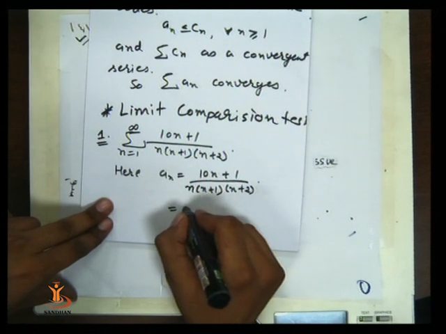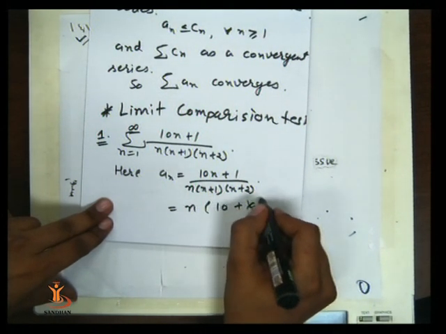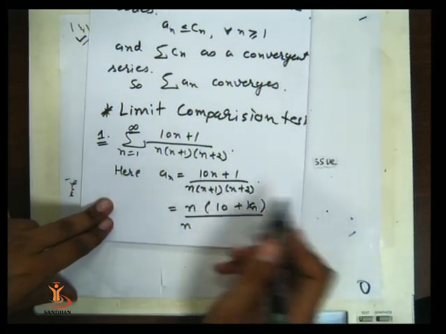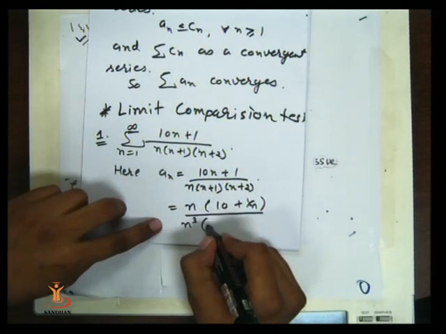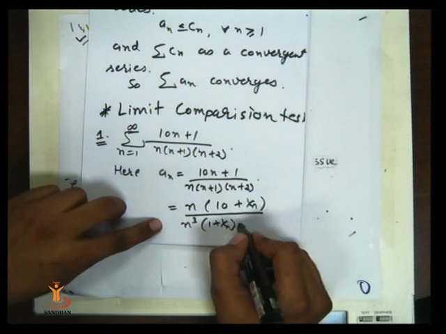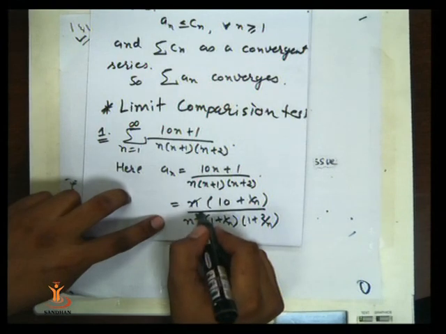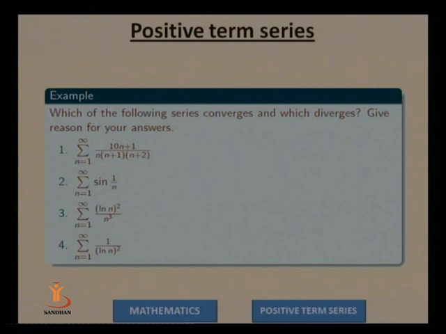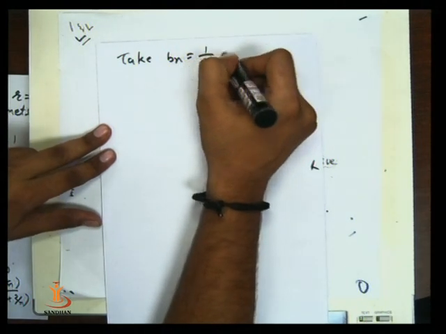So from the numerator the highest power of n will be 1, so here we get n times 10 plus 1 upon n, divided by, now n is already there, now from n plus 1 take n common, and the same for n plus 2, so finally we get n cube, and the inner terms will be 1 plus 1 upon n and 1 plus 2 upon n. Now n upon n cube will cancel out, and the final term will be 1 upon n square. So take bn equal to 1 upon n square.